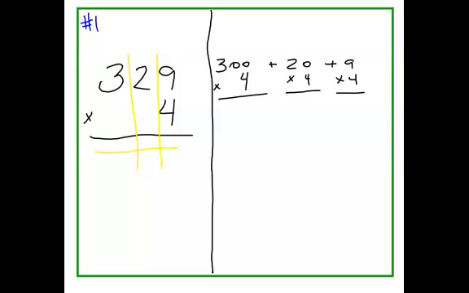And here we go. 9 times 4 is 36. That's one of the facts we're going to need. 9 times 4 equals 36. So we're going to write 36 just like this. Remember, this is just the notes section. All right. We have finished 9 times 4.